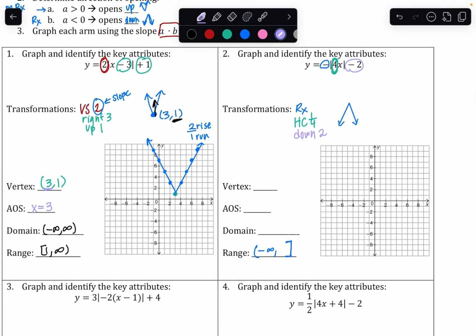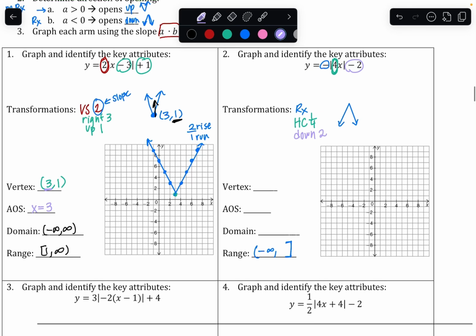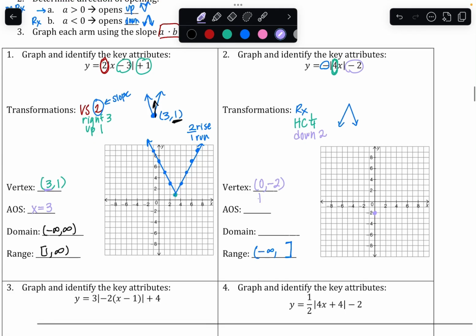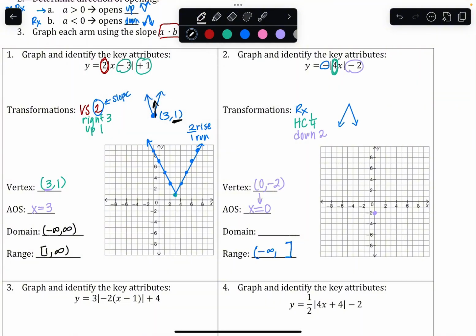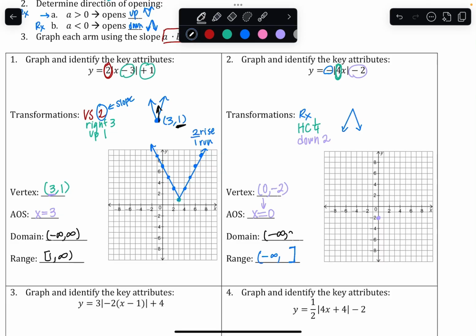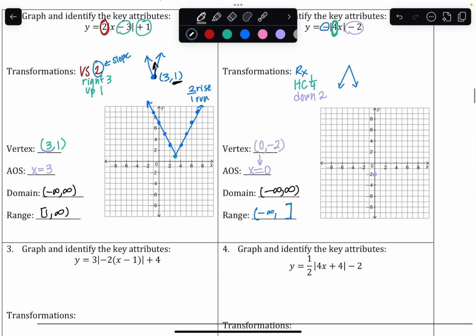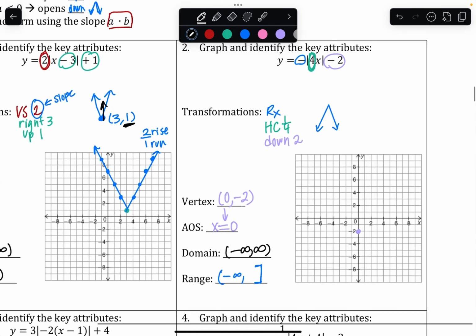Okay, and so our vertex just moves down 2. It doesn't move left or right, so it's still on the y-axis. It's just down 2. From 0, 0 down 2 puts us at 0, -2. And then remember, we can steal the x coordinate to be our axis of symmetry. Domain, all real numbers, all the time. Okay, so now we need the slope of each branch.